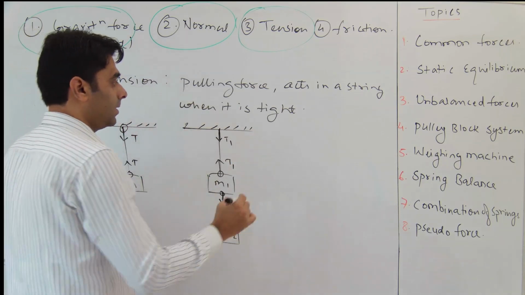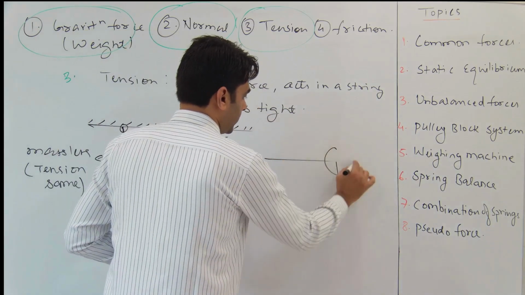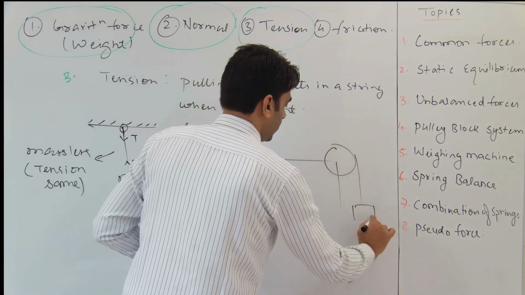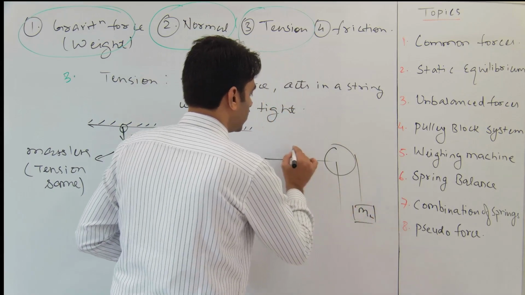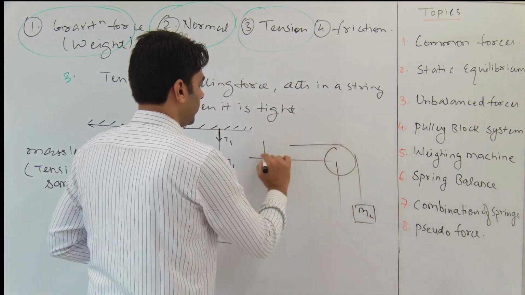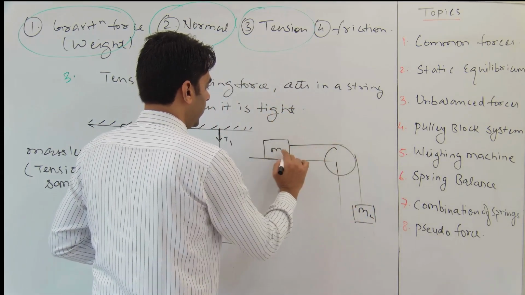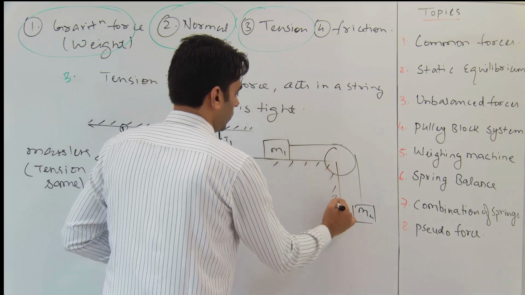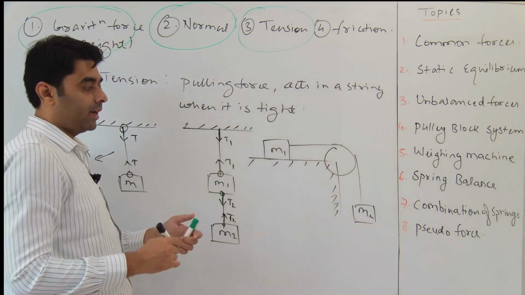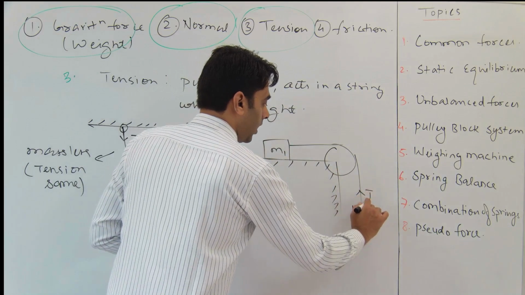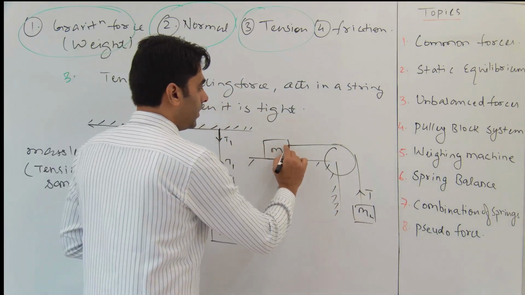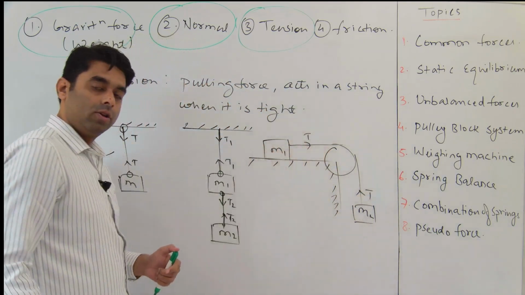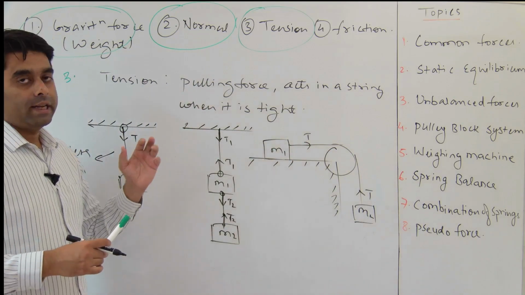Let's take another example. Let's say a string is passing over a pulley and it is supporting two blocks, M2 and M1. Over here, it's a single string. Tension on M2 will be upward over here, and on M1 it will be T over here. So these are some of the cases of your tension force.